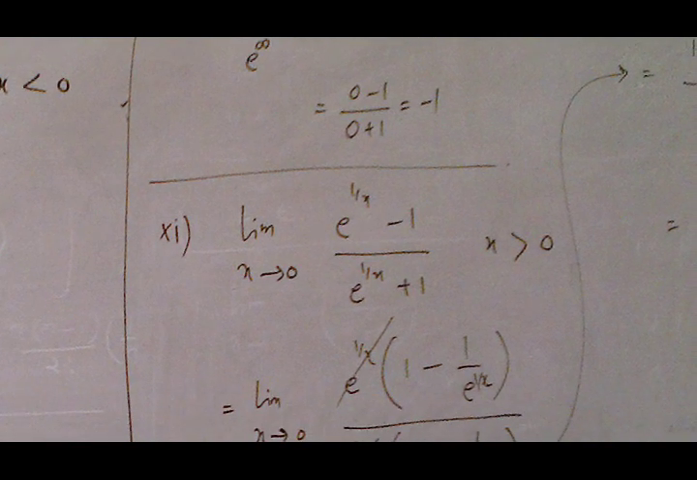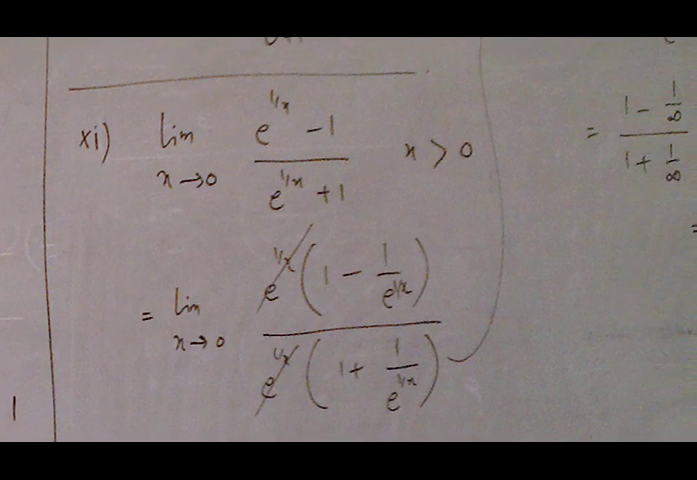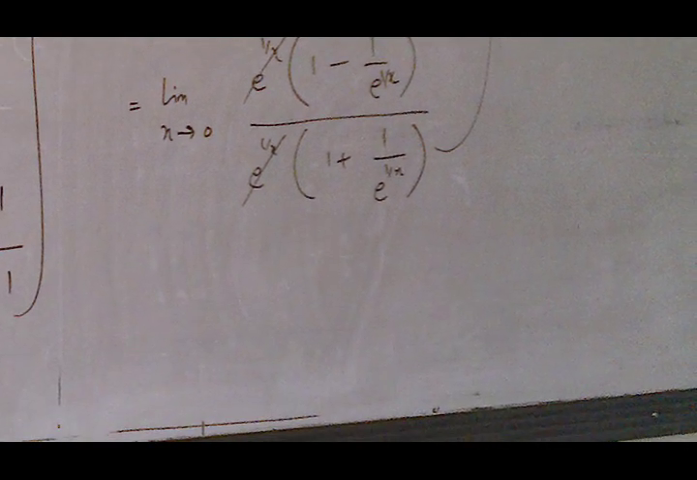Again the same question, but here we have x greater than 0. Now we directly take e raised to power 1/x common, and in the first term we take e raised to power 1/x common. In the second term we have no such value, so we divide it by e raised to power 1/x, and then we apply the limit.